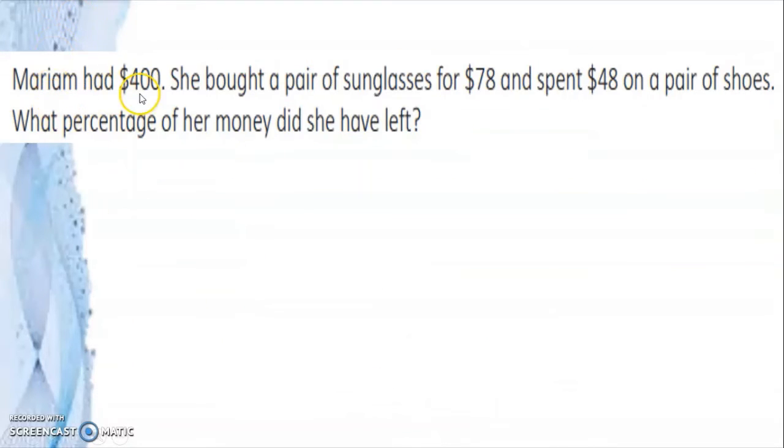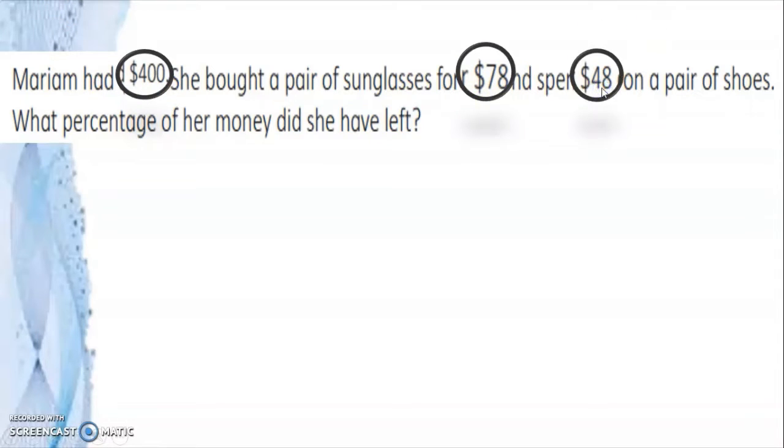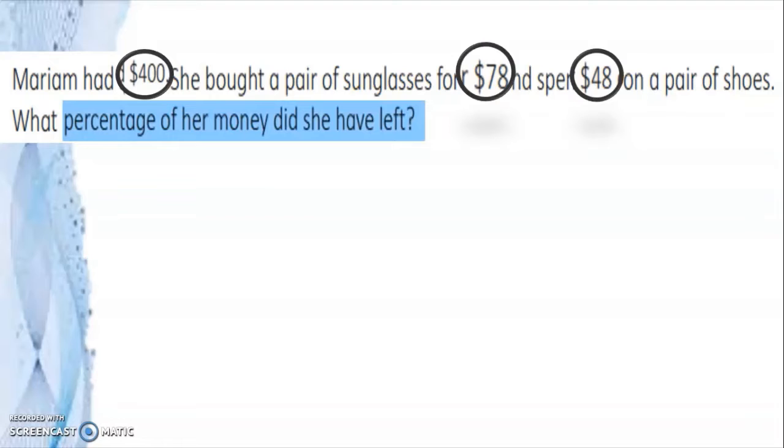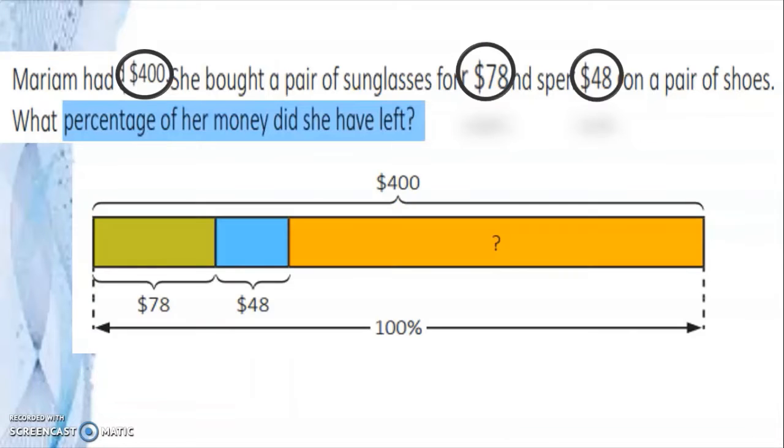For example, Mariam had $400. She bought a pair of sunglasses for $78 and spent $48 on a pair of shoes. What percentage of her money did she have left? So we have the given numbers: $400, $78, $48. What percentage of the money does she have left? So let's draw the model.